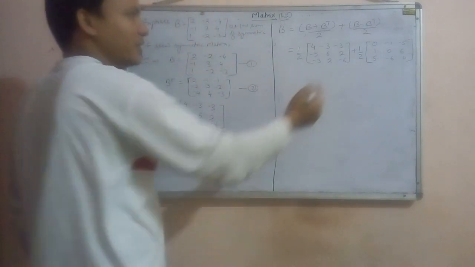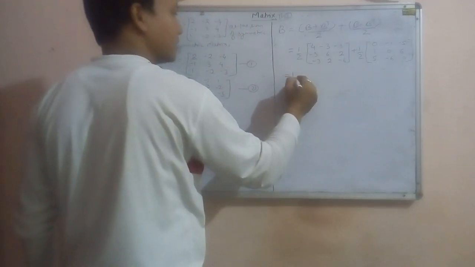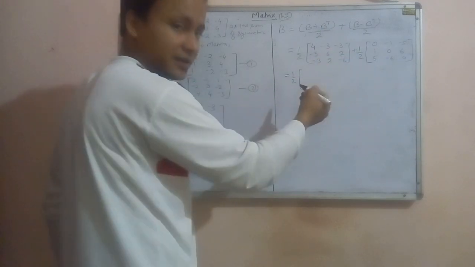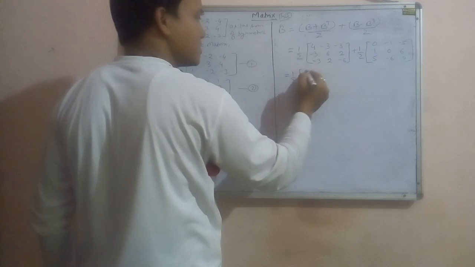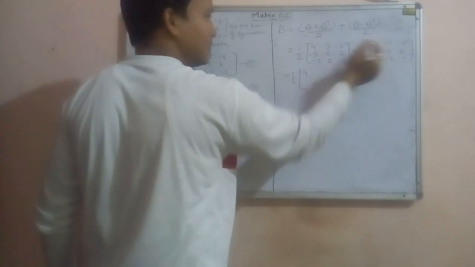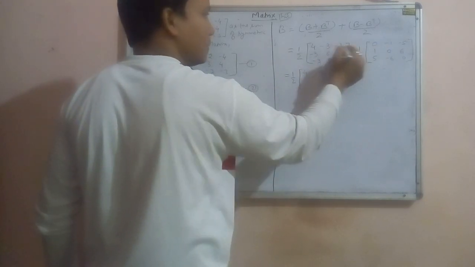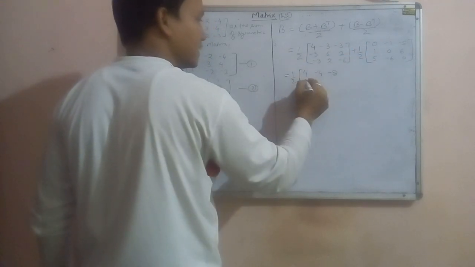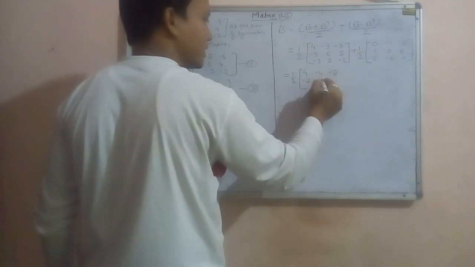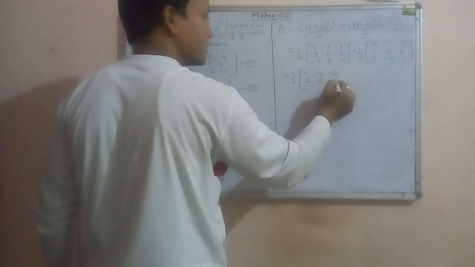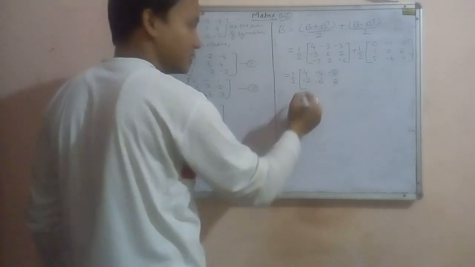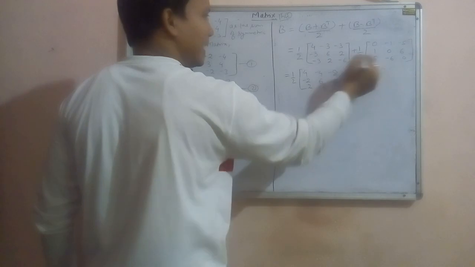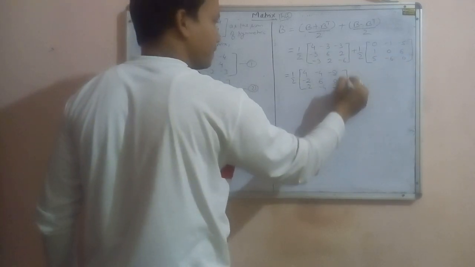Okay, now we can take half common outside both the matrices. Now adding both the matrices, 4 plus 0 is 4, -3 minus 1 is -4, -3 minus 5 is -8, -3 plus 1 is -2, 6 plus 0 is again 6, 2 plus 6 is 8, -3 plus 5 is 2, 2 minus 6 is -4, and -6 plus 0 is -6.